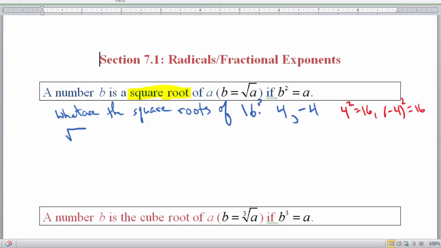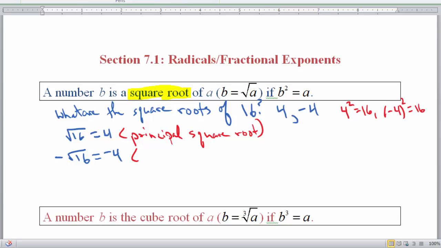However, if I give you this and I say, evaluate this, the square root of 16, what is it? It's actually equal to 4. So when you see that radical sign, the square root symbol, you assume that you're taking what's called the principal or positive square root. Now, if you want the negative square root of 16, then that's going to be negative 4. And that, of course, would be called, not surprisingly, the negative square root.